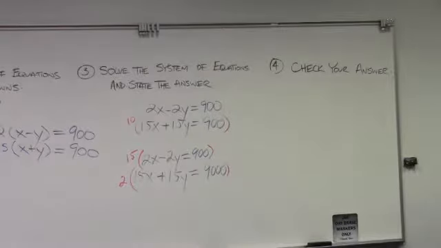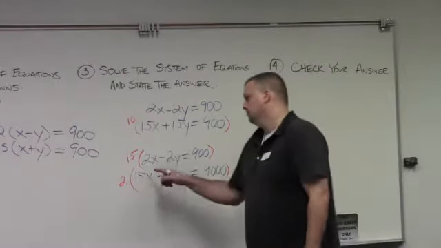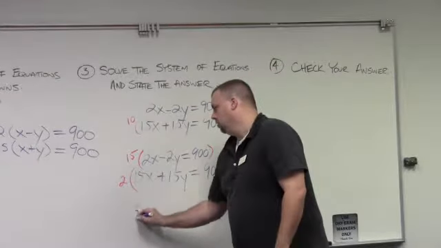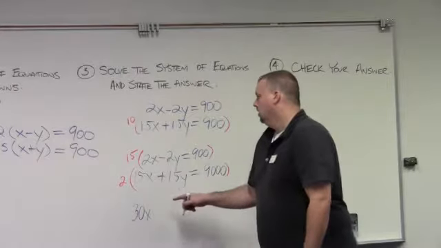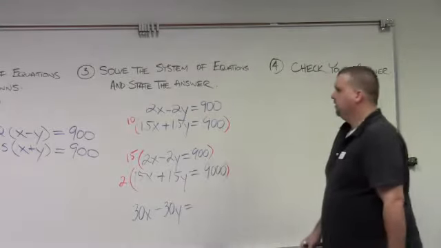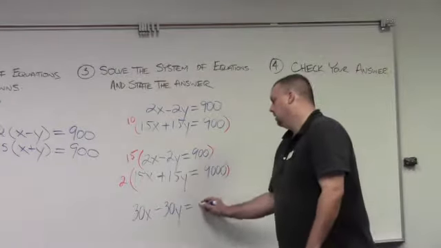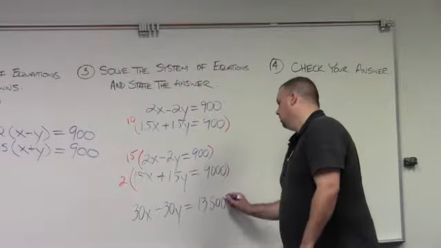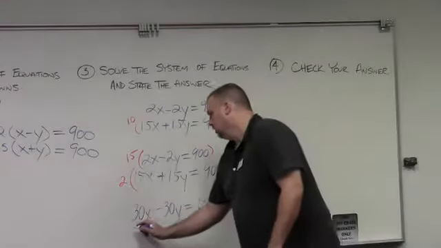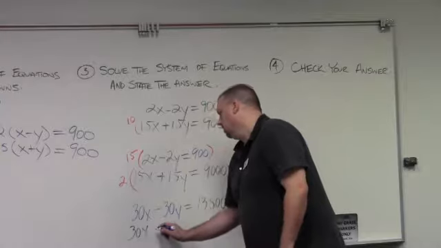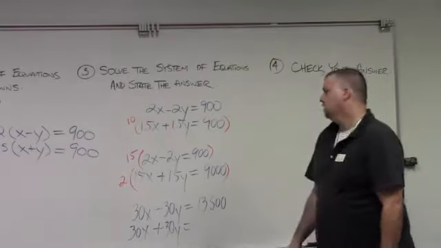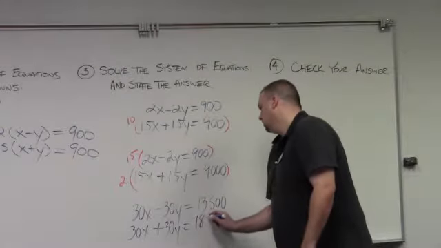So what's my new first equation? 15 times that equation is? 30x. And 15 times negative 2y is negative 30y, right? 13,500. Yeah. Okay. And 2 times the second equation is 30x plus 30y. And 2 times 9,000 is 18,000.